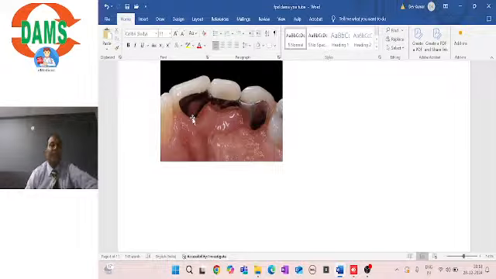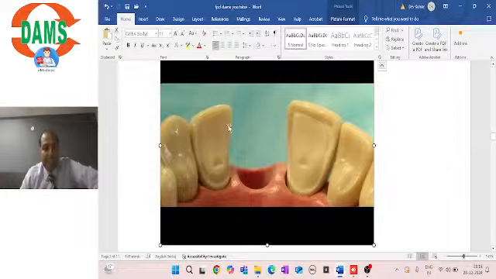So if somebody asks you, the Virginia bridge is based upon the lost salt technique. Remember this lost salt technique. So this is the preparation.